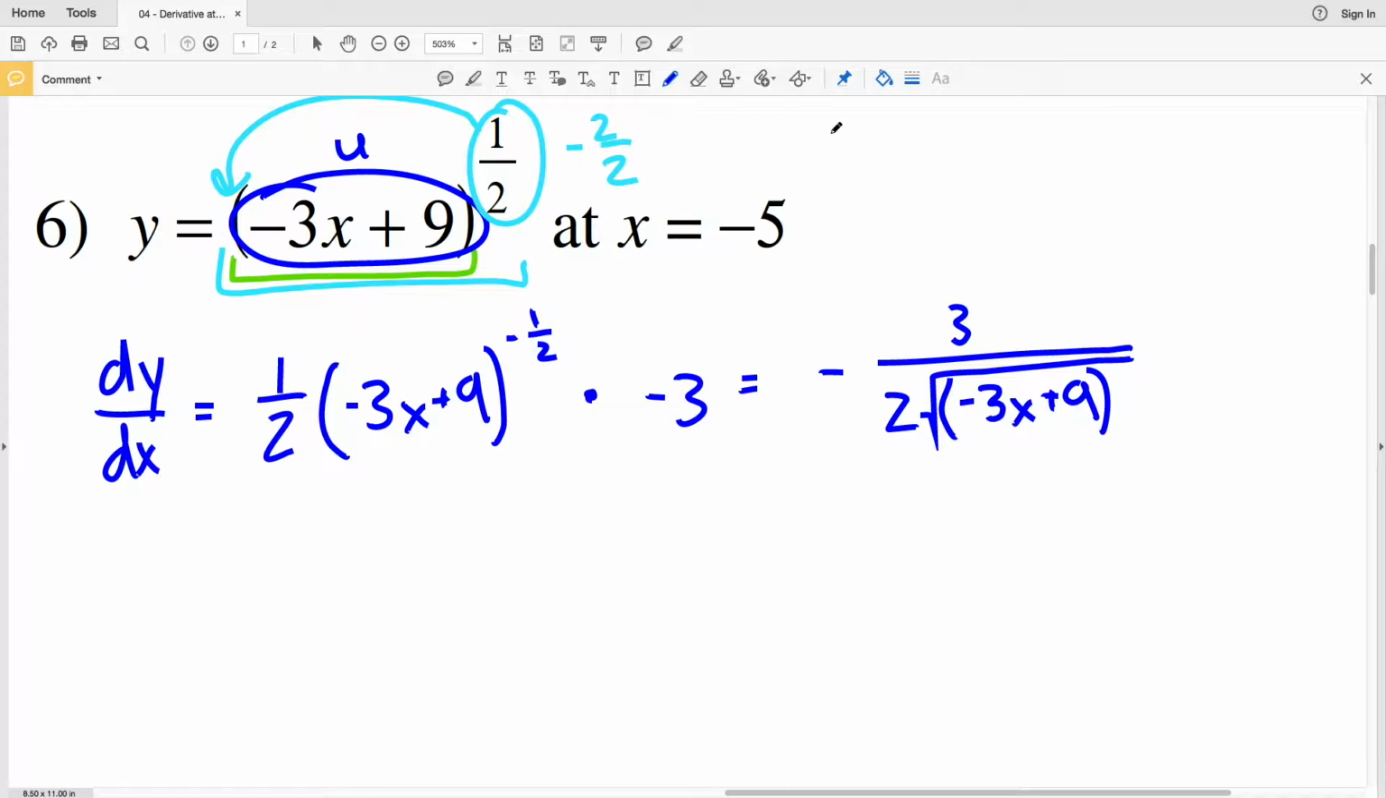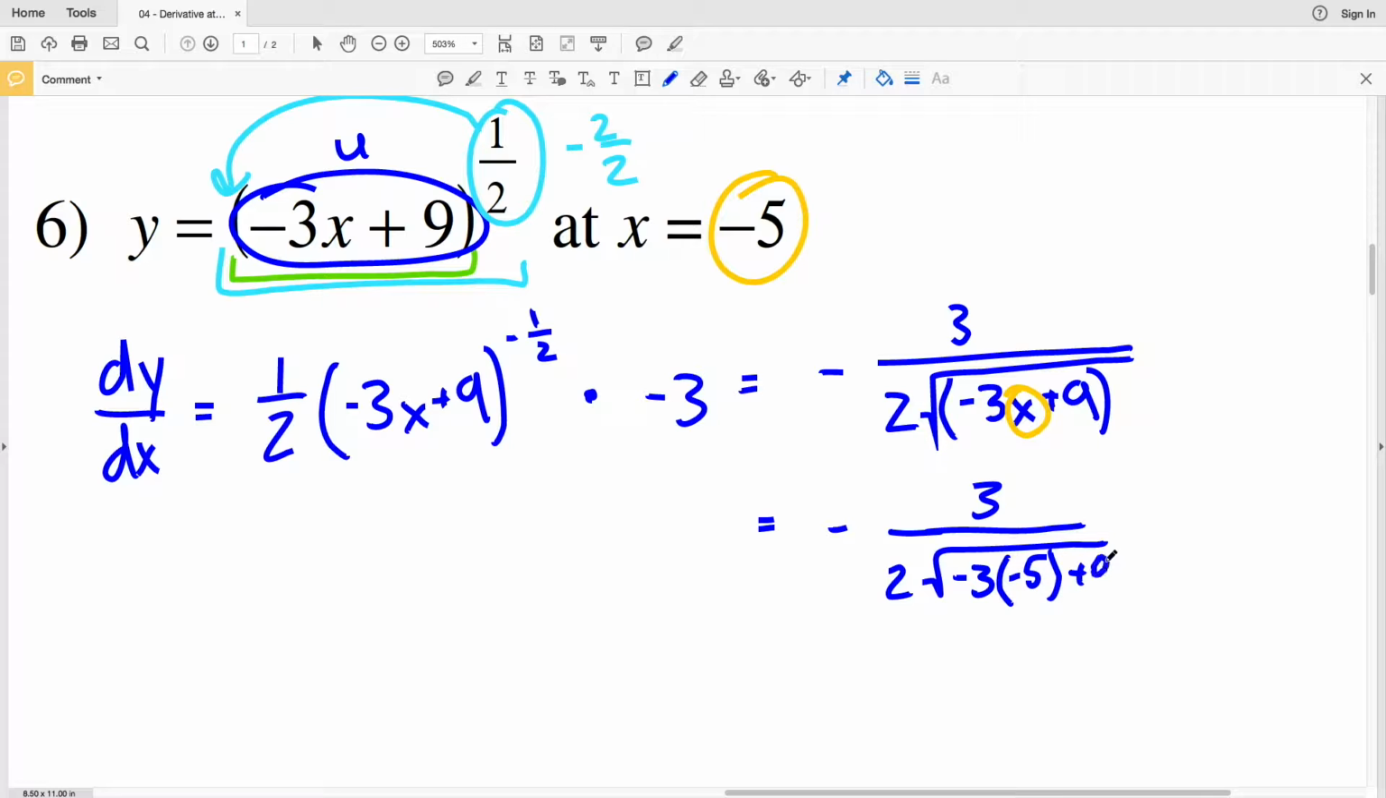Because taking the square root of a value is the same as raising that value to the 1/2. So now that I have my derivative, I'm going to plug in my value of negative 5 for x and solve. So this will be negative 3 over 2 times the square root of negative 3 times negative 5 plus 9. That's going to be negative 3 over 2 times the square root of, negative 3 times negative 5 is a positive 15, and adding 9 to that will give me 24.